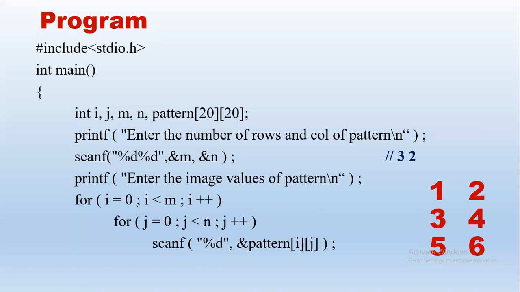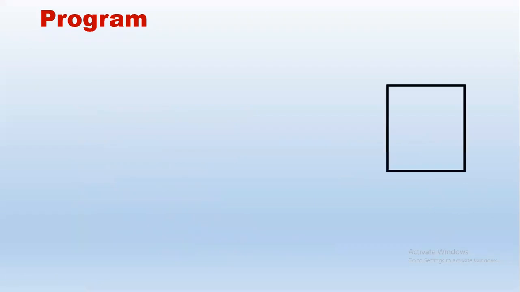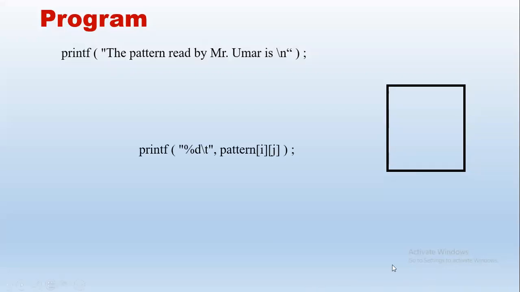We can enter them in the same line also, it is not necessary to enter like this, right? So we can enter in a single line. Now we need to print them, right? Next part. We are going to give just a heading, "pattern read by Mr. Umar", and we have to print each pattern of i, j. That is what we give. So this is the main part, and then we will keep on adding the logic.